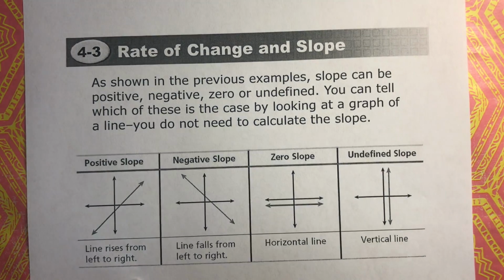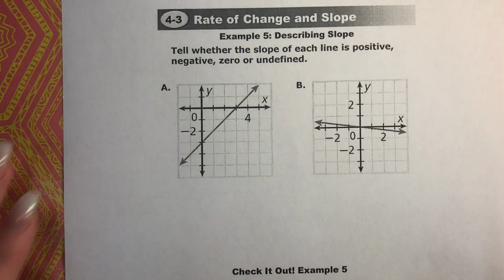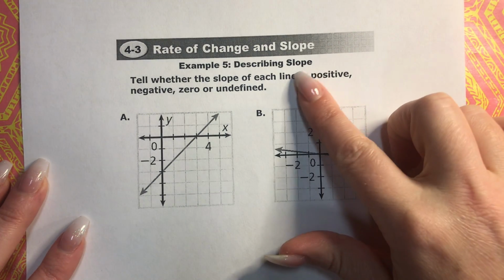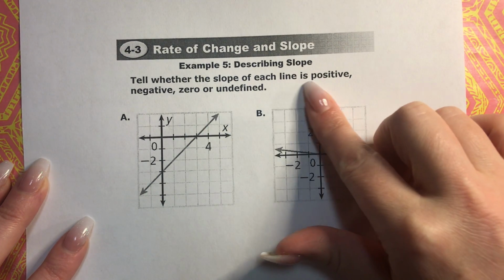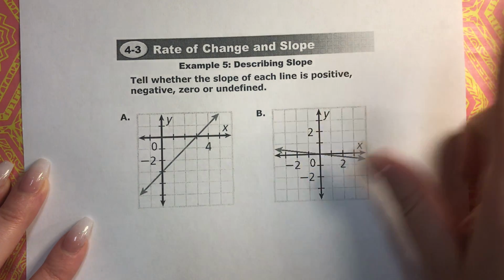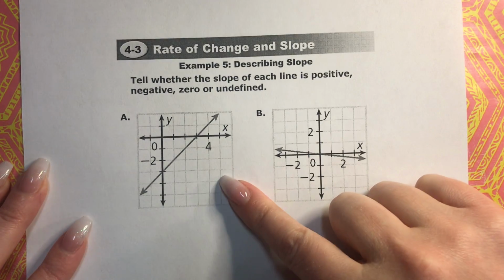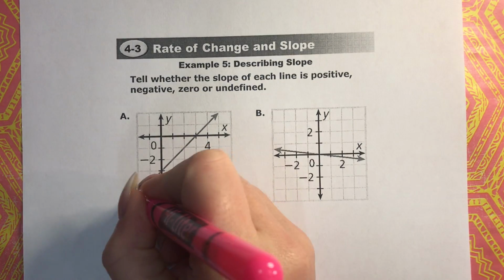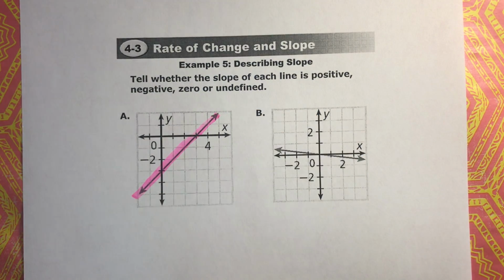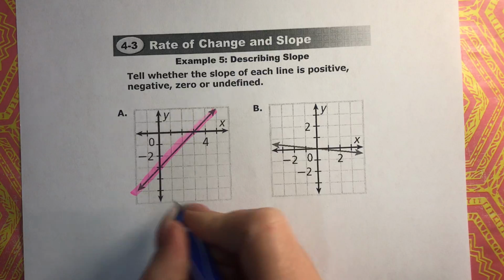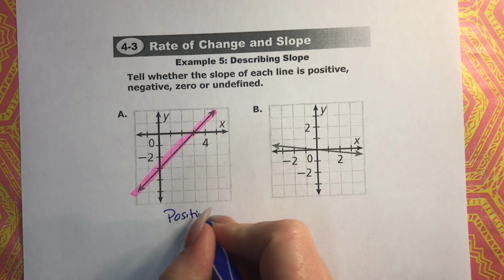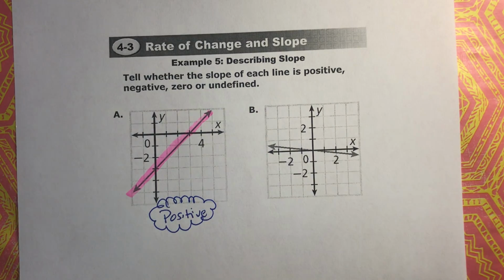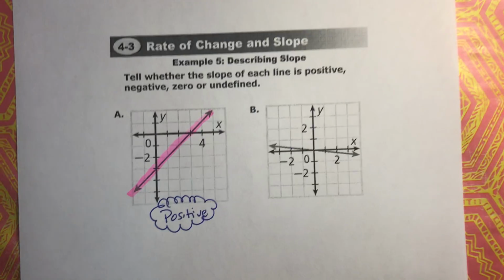All right, so let's go ahead and look at a few examples. And this is so easy, I love it. So we're just going to describe the slope. We're going to tell whether the slope of the line is positive, negative, 0, or undefined. So first, A. What is this? Positive, negative, 0, or undefined? We're looking at this particular lovely line right there. And yes, this is positive. It's pointing up. Positive slope. And that's it. On to the next problem.